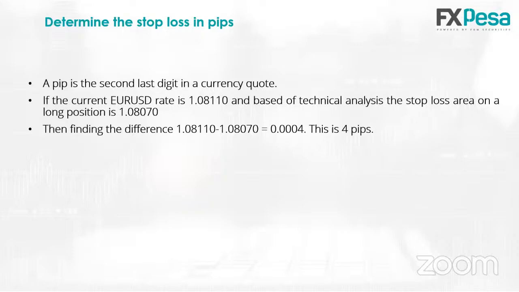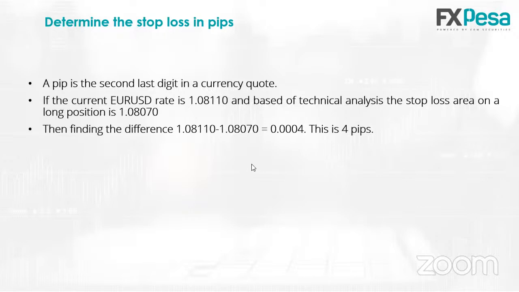So determine the stop loss in pips. Once you determine it, then of course you know where to place it. You find the difference between your entry and the stop loss area, and you find the number of pips. Just as simple as that. Then you multiply the number of pips by the pip value. As easy as that.